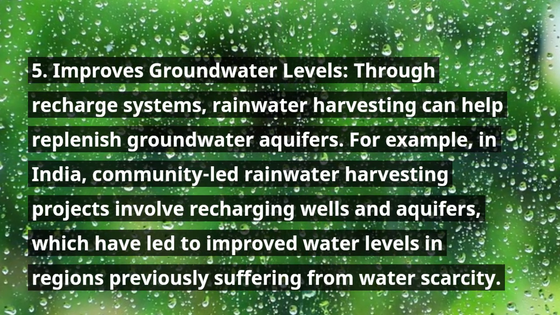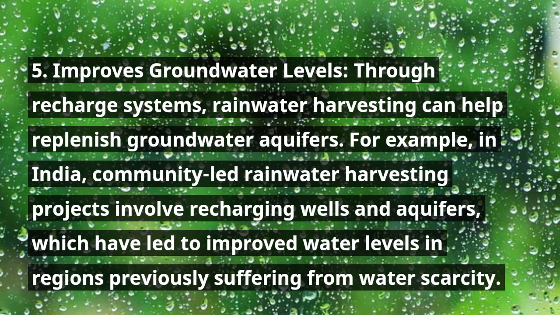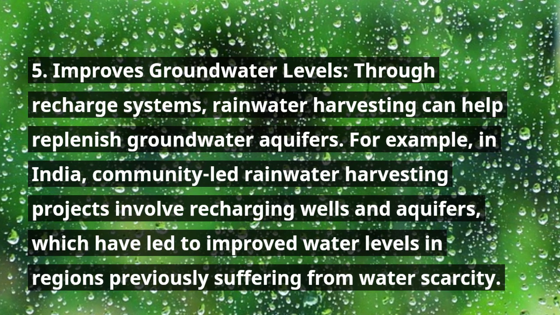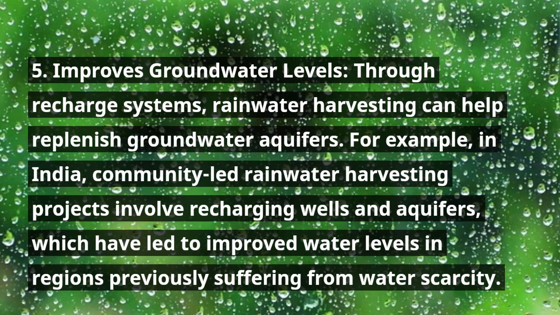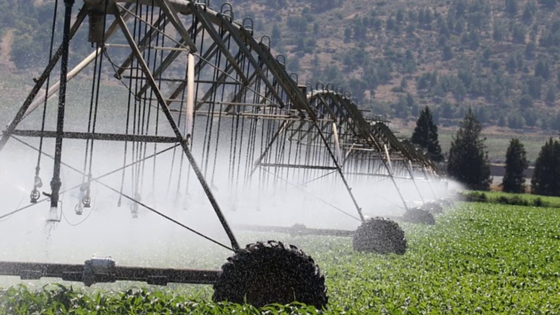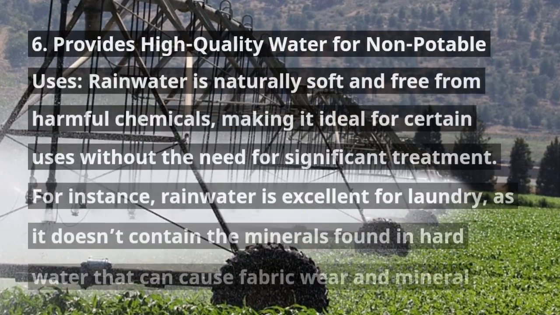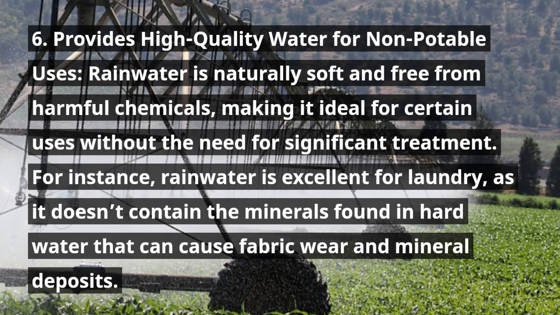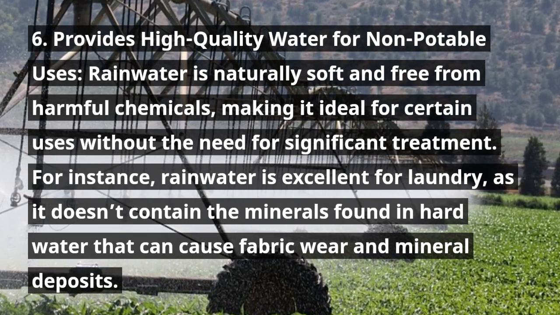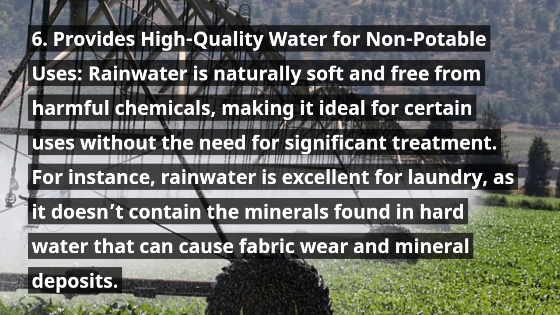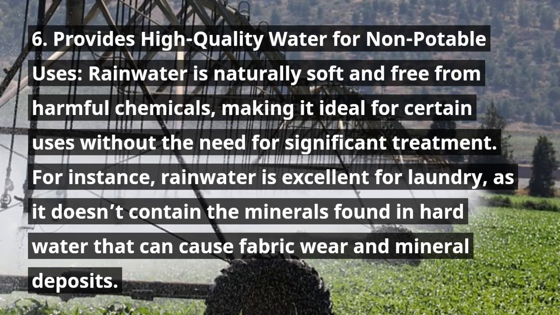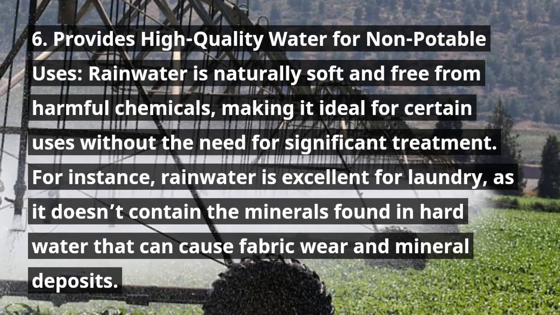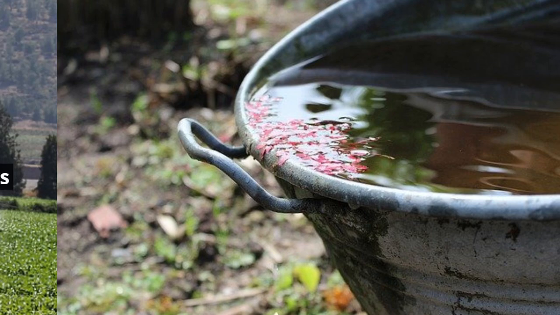For example, in India, community-led rainwater harvesting projects involve recharging wells and aquifers, which have led to improved water levels in regions previously suffering from water scarcity. 6. Provides high-quality water for non-potable uses. Rainwater is naturally soft and free from harmful chemicals, making it ideal for certain uses without the need for significant treatment. For instance, rainwater is excellent for laundry, as it doesn't contain the minerals found in hard water that can cause fabric wear and mineral deposits.